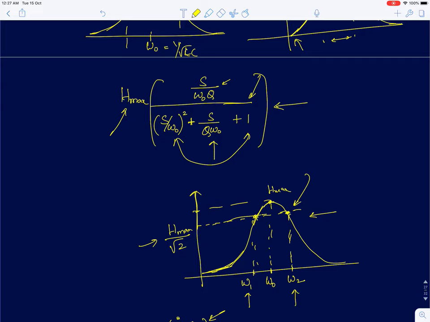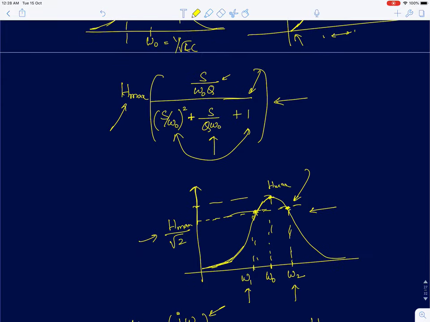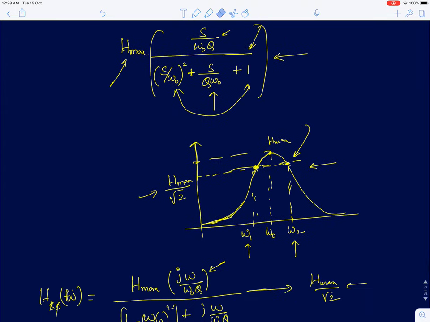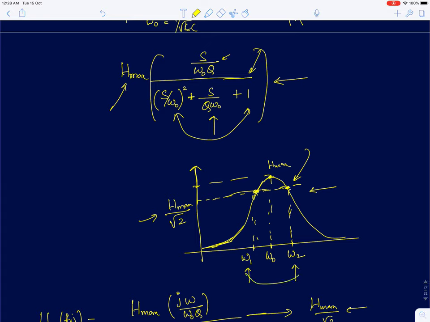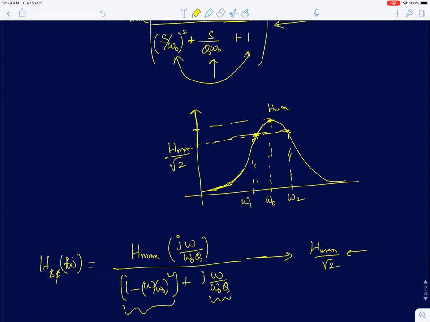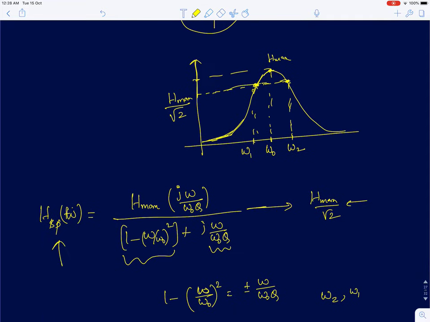So in that, we can actually define two frequencies where the gain becomes 1 by root 2 of its maximum value. We also discussed the idea of omega 1 and omega 2, which we called the 3 dB bandwidth of the bandpass filter. And how did we find that? First we write the transfer function in terms of omega, as shown here. Now we need this transfer function to become H max by root 2. The transfer function should become 1 by root 2 of its maximum value.